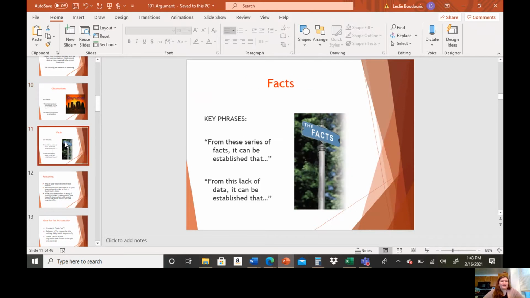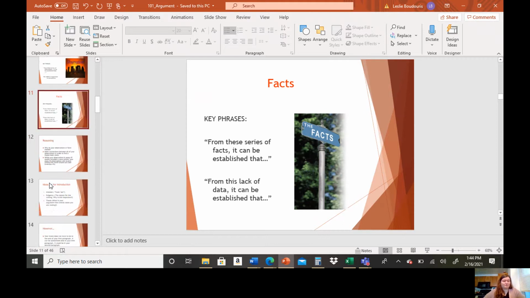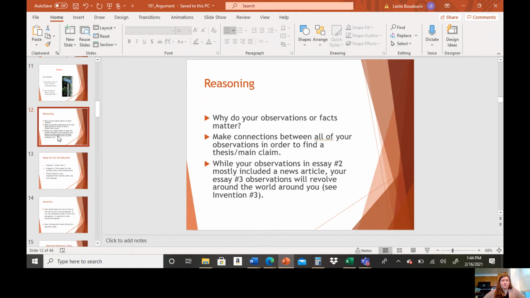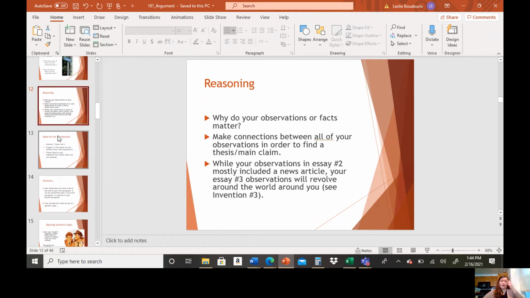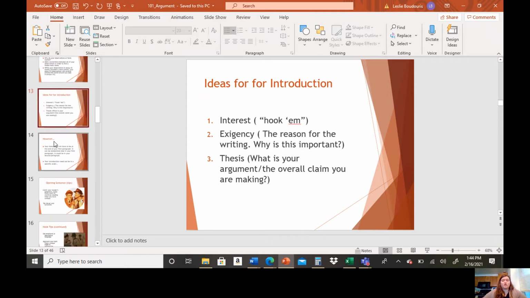So observations and also facts. So get those facts that can be percentages, it can be irrefutable facts from credible sources that you find online. Reasoning, again, is thinking about why your observations or facts matter. So ask those questions, making connections between all of your observations to find a thesis or claim. And while your observations in essay number 2 were mostly about a news article, your observations in essay number 3 will revolve around you.